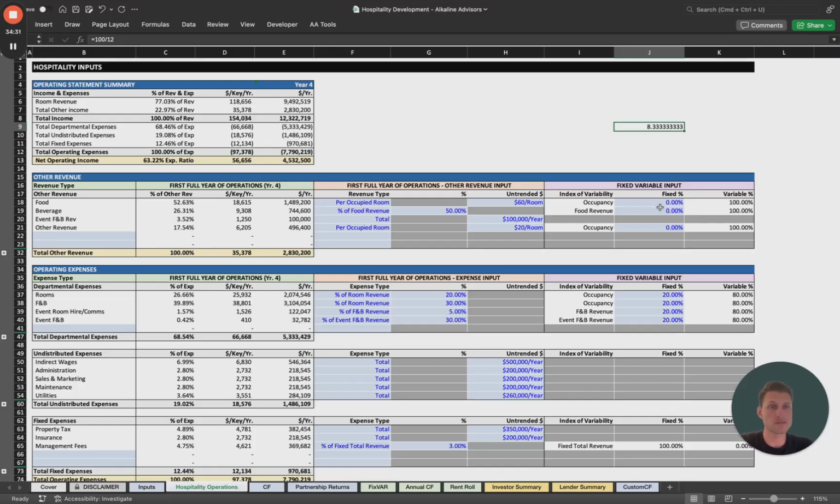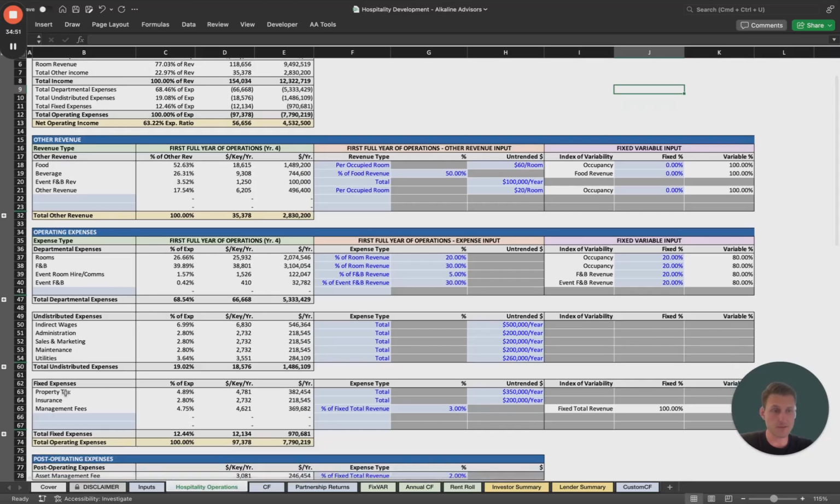However, if some months you have more occupancy and some months you have less occupancy, then the distribution of the annual calculation will vary depending on the occupancy in a given month. So that's how we'll distribute on a monthly basis these other revenues, departmental expenses, and undistributed expenses.